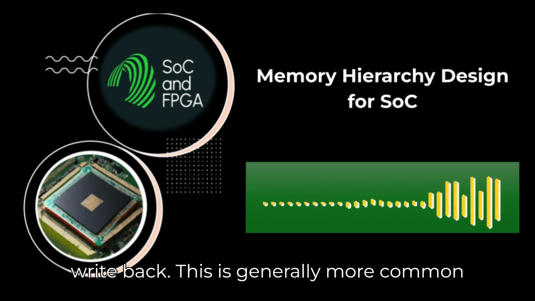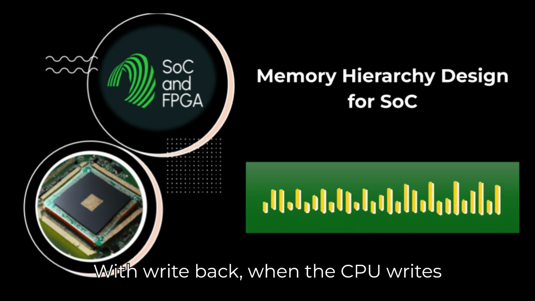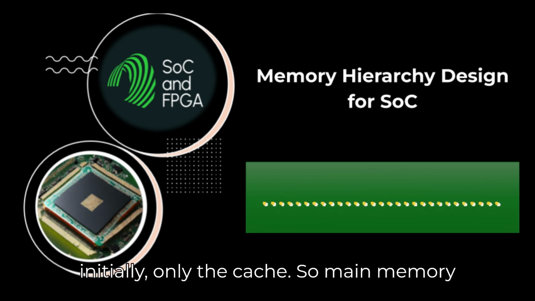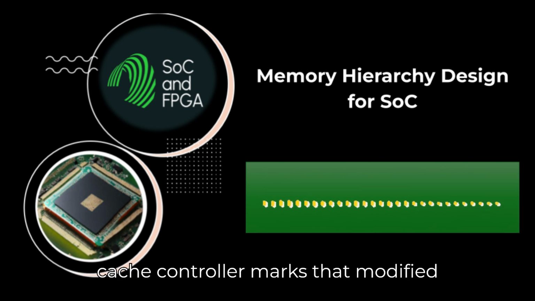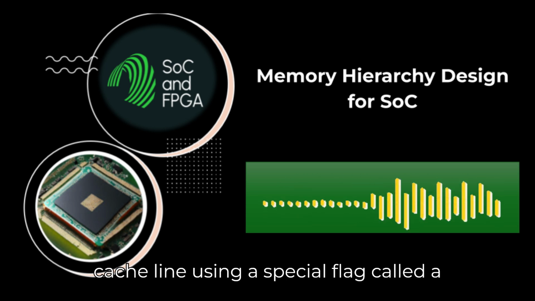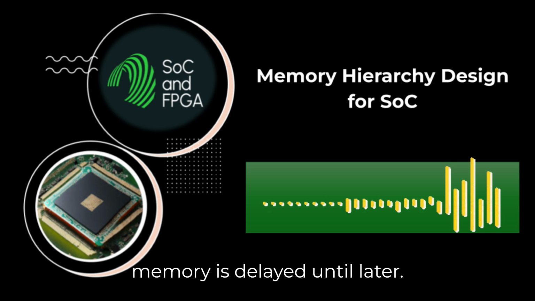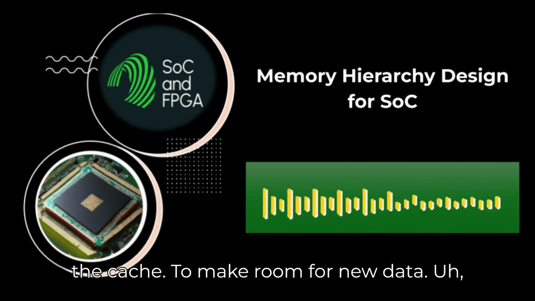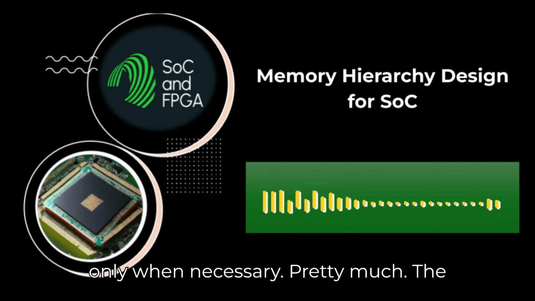The alternative is write-back. This is generally more common for performance-critical caches like L1. With write-back, when the CPU writes data, it's written only to the cache line initially. Only the cache, so main memory becomes out of date. Temporarily, yes. The cache controller marks that modified cache line using a special flag called a dirty bit. The actual write to main memory is delayed until later. Specifically, it happens only when that dirty cache line needs to be evicted from the cache to make room for new data. Ah, so it saves up the writes and does them only when necessary.